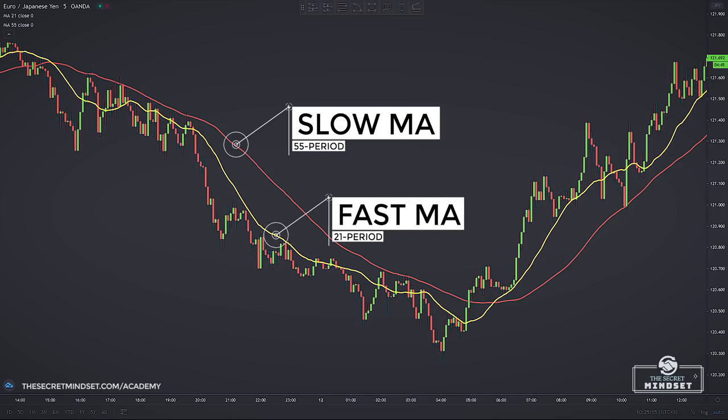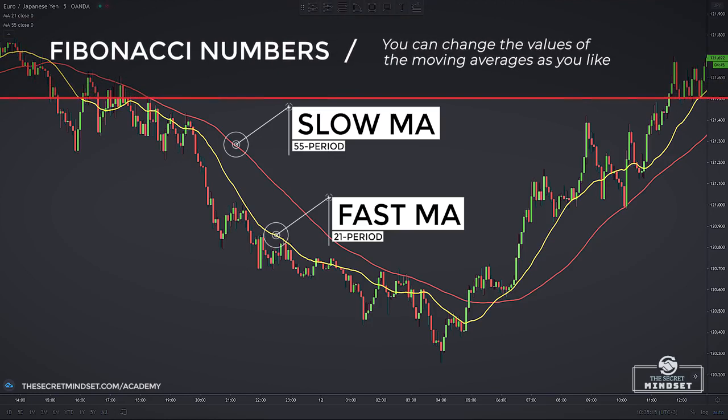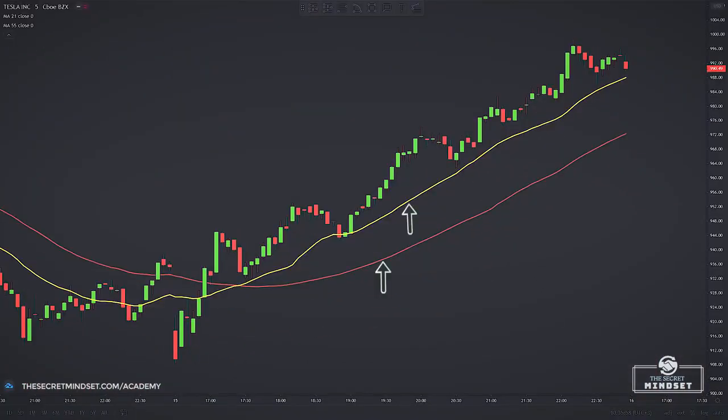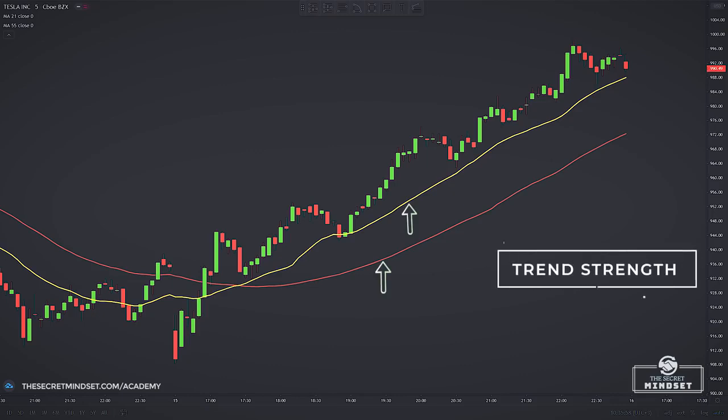Why these particular numbers? Because 21 and 55 are Fibonacci numbers, but you can backtest and change the values of the averages as you like. You just need to learn how to read price action using this approach. So, 21 and 55 moving averages. This setup will provide a clearer picture of the trend on a slower and faster time frame.